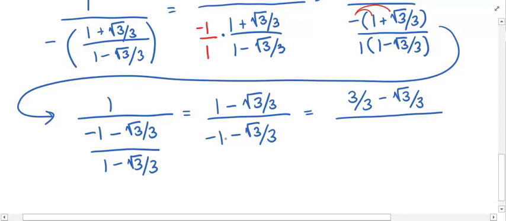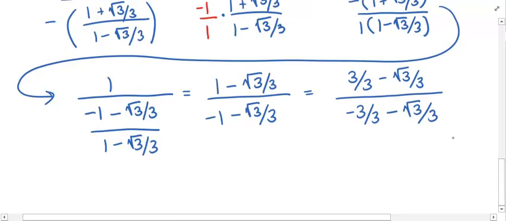Okay, we're going to do the same thing to the bottom. This second piece here, negative square root of 3 over 3, that is a fraction. We'd like the negative 1 to be a fraction. Okay, it's going to be negative 3 over 3. Negative 3 divided by 3 is negative 1. Okay, and now we have a common denominator in both the top and the bottom. So we can make one fraction in the numerator, one fraction in the denominator.